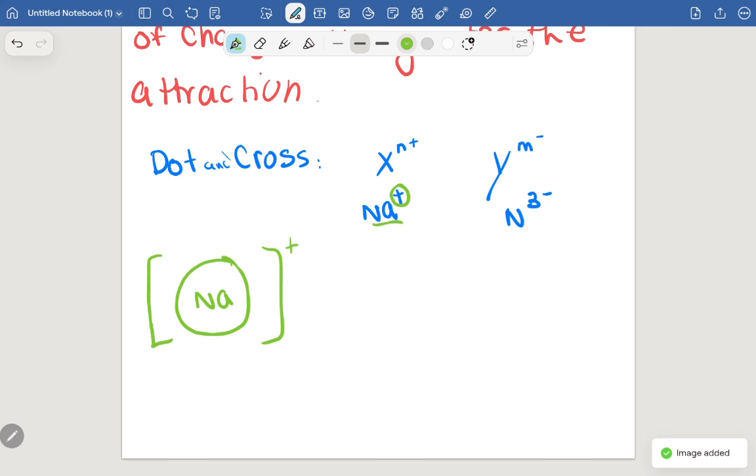Now, let us deal with N3-. Again, we said it's enclosed in square brackets. And then we draw N and we draw the valence shell. How many electrons does nitrogen have in its valence shell? It's supposed to have 5 electrons. So 1, 2, 3. Actually, no, we don't draw it like that. Don't follow how I was drawing it before. We do 1, 2, 3, 4, and 5. These are the 5 nitrogen electrons.